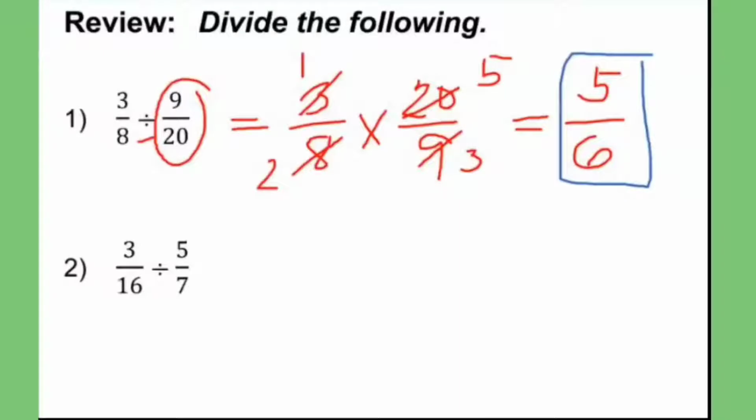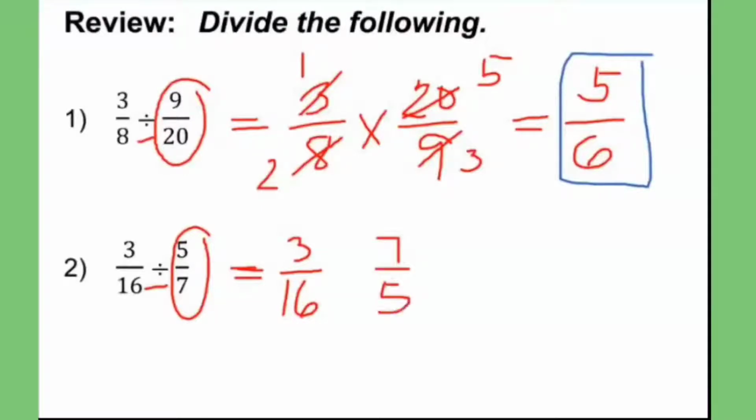For the second one, we do the same process. We still get the reciprocal of the second fraction and change division to multiplication operation. So first, copy 3 all over 16. Reciprocal of 5 all over 7 is 7 all over 5. Then the division operation will be changed to multiplication.